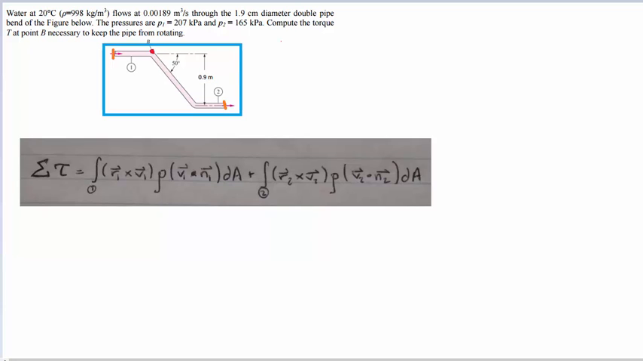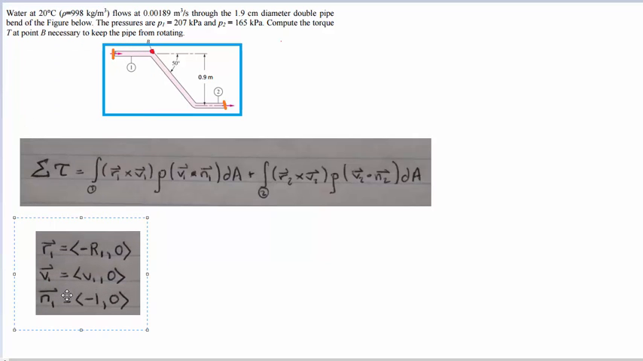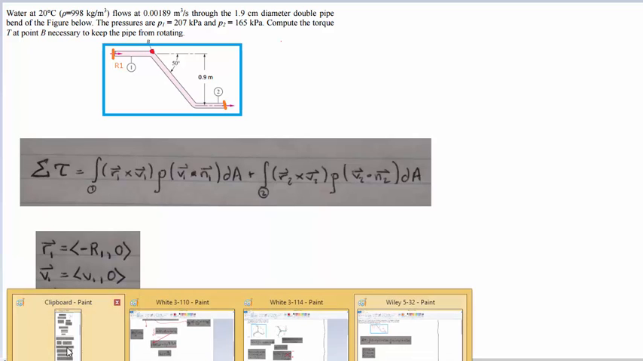Okay, so here again we're going to need to list our vectors. And remember, they need to be from B. So from here to here, we're going to call this distance R1. And remember, that needs to be left or negative because we're going from B to wherever the velocity is. So that's going to be negative R1, 0. And of course, the velocity is going in, and the normal vector is pointing out, because remember the dot product of the inlet is typically negative the magnitude of the velocity.